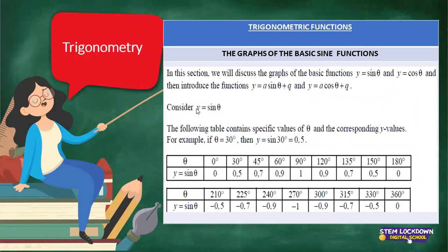So let's consider y equals sine theta now. Let's start with sine theta. So y equals sine theta. Let's see the graph of y equals sine theta. How does the standard graph look? We're saying this here is the standard graph, y equals sine theta.